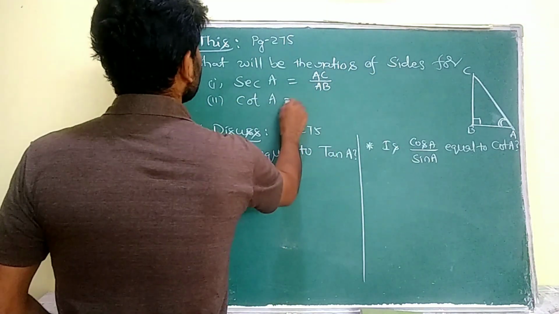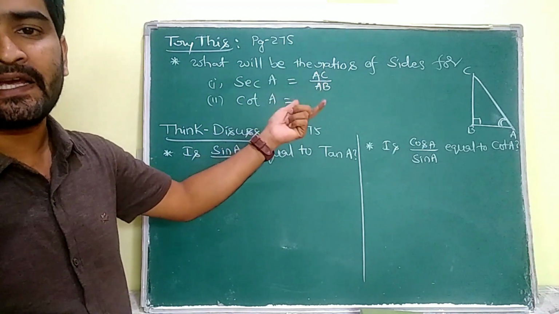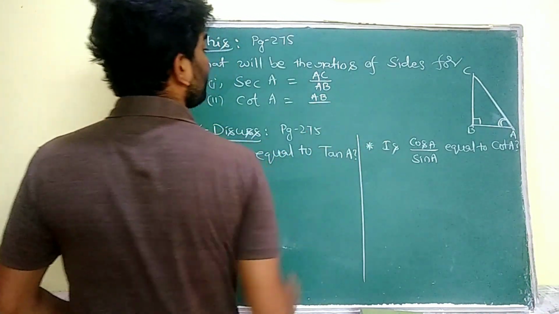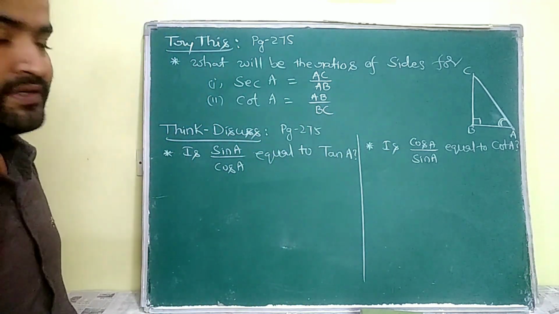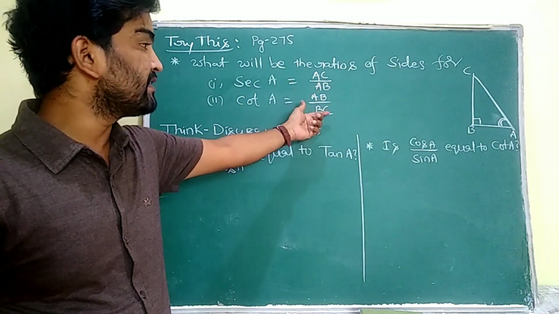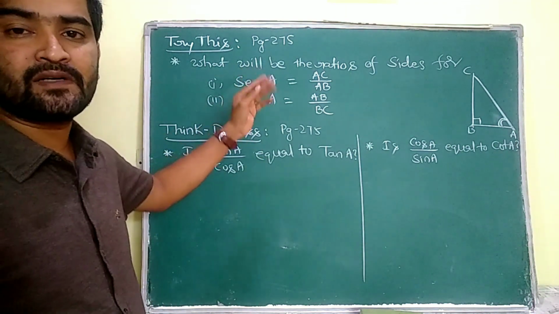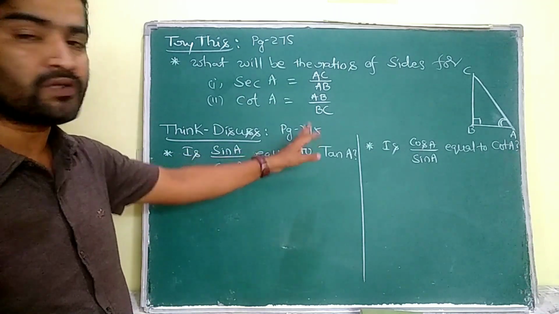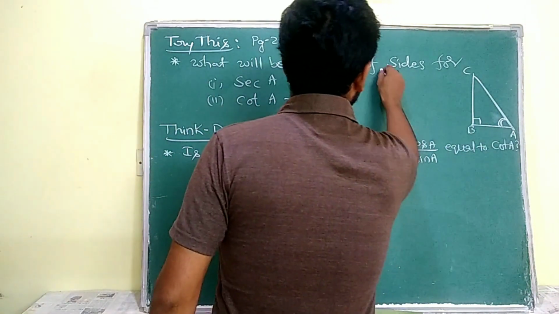Now, cot A means adjacent side to A by opposite side to A. The adjacent side to A is AB and the opposite side to A is BC. This is the ratio of cot A. Now, in the think and discuss on the same page 275, he is asking: is sin A by cos A equal to tan A? Before discussing this question, first tell me what is sin A in this figure.